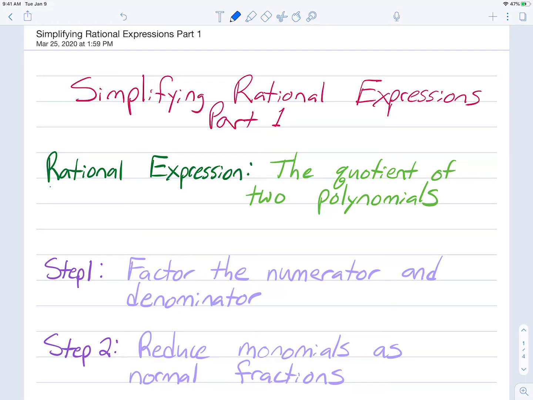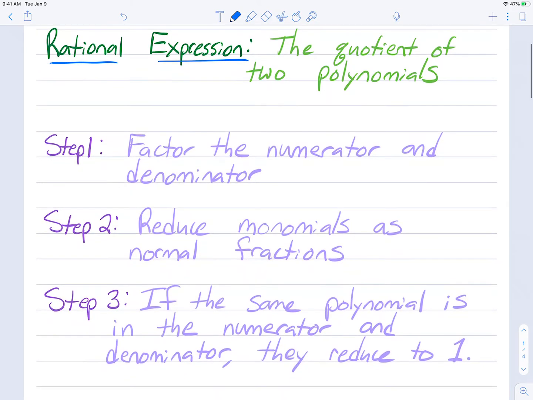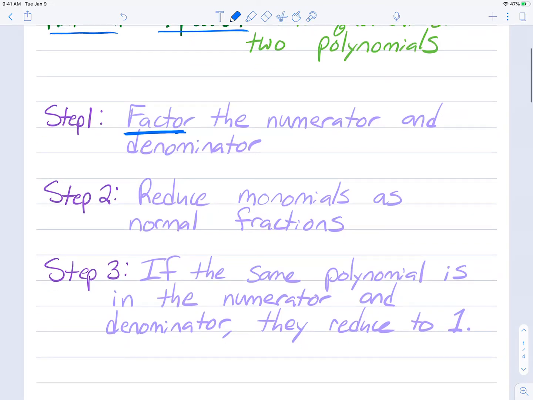So first of all, a rational expression is the quotient of two polynomials. So that's why we did our factoring review yesterday, because we're going to use all of that stuff. So to simplify rational expressions, there are three steps. Step one, factor the numerator and denominator. You cannot do anything until you have factored it. Step two, reduce monomials as normal fractions.